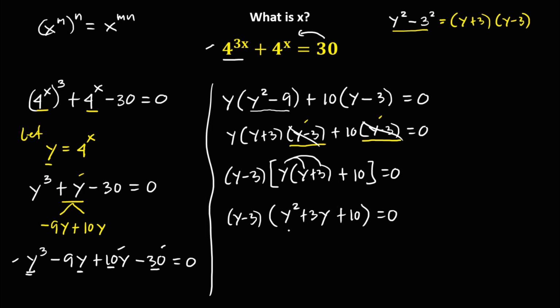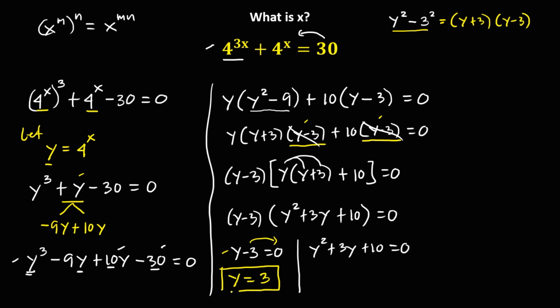Then this time, we can equate now these two factors to 0. So we have y minus 3 equals 0. Then the other one, that's y to the power 2 plus 3y plus 10 equals 0. So for this factor, we can solve for y. So we have y equals, transpose that negative 3, that's positive 3. So y equals positive 3.